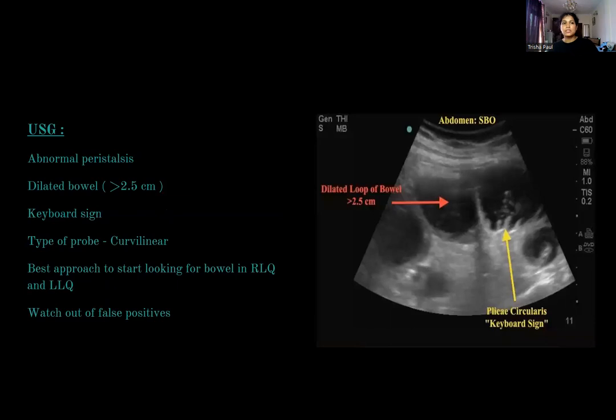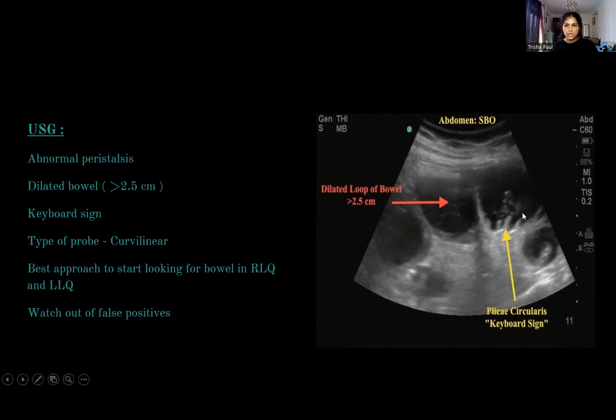But the best test you can do is ultrasound. In ultrasound, you're looking for abnormal peristalsis, which is basically back and forth movement of the bowel contents. Normally, bowel contents are supposed to move only in one direction. And dilated bowel of more than 2.5 centimeters. Here, the magic number is 2.5 centimeters. In both CT and ultrasound, you're looking for a bowel diameter of more than 2.5 centimeters, which suggests obstruction.